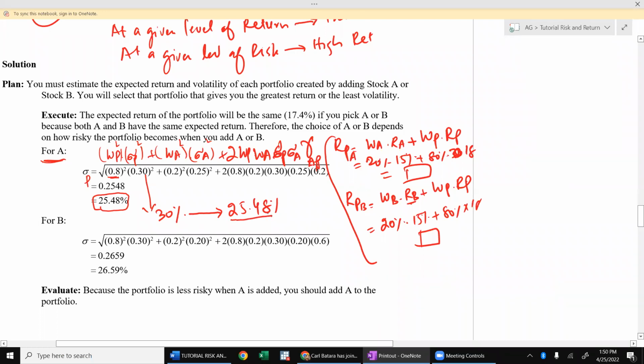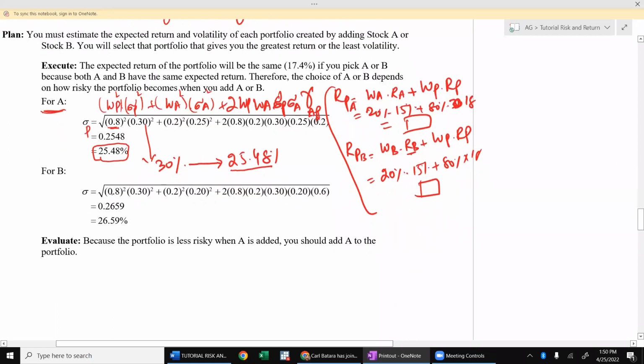If we repeat the similar thing for B, this part will remain the same: weight of portfolio, standard deviation of portfolio, weight of B, standard deviation of B, and 2 times weight of portfolio, weight of B, standard deviation of portfolio, standard deviation of B, and correlation between portfolio and B. And the answer is 26.59. So 30% to 26.59%.